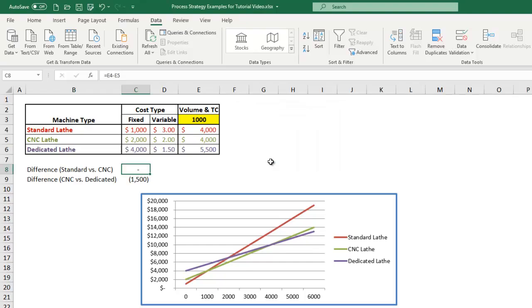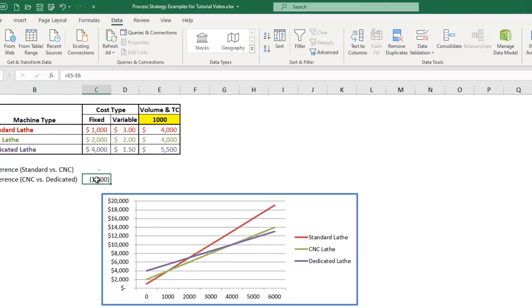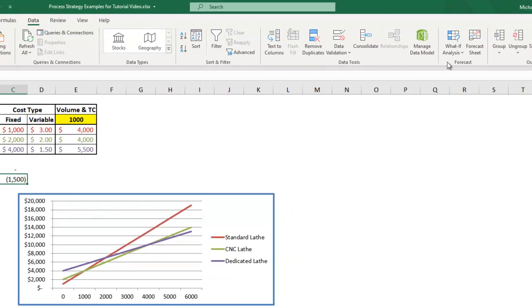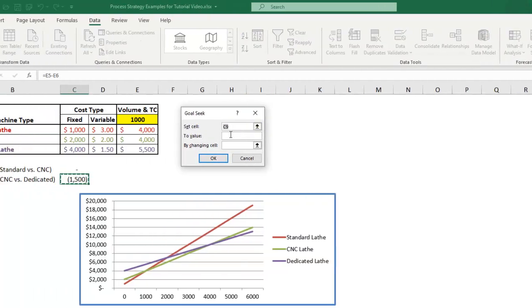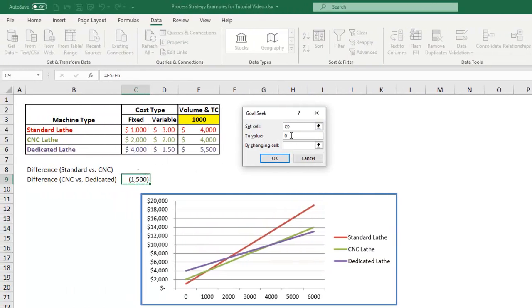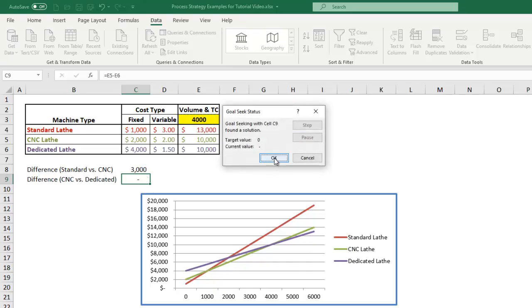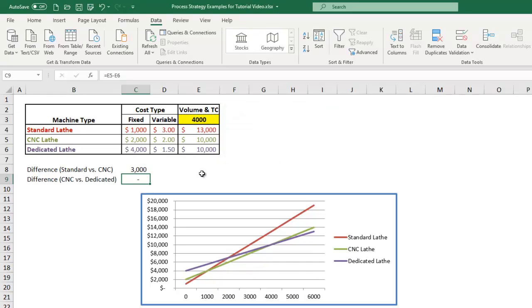Okay, well, let's do it now for the difference between the CNC and the dedicated lathe. Same thing, I'm going to click on that cell, and we want to invoke goal-seek once again, what-if analysis, goal-seek, and we want that cell set to a value of 0, so there's no difference between the total cost of these two options, by changing once again the volume we anticipate. Click OK, and there we have it. Excel gives us the answer of 4,000 units.